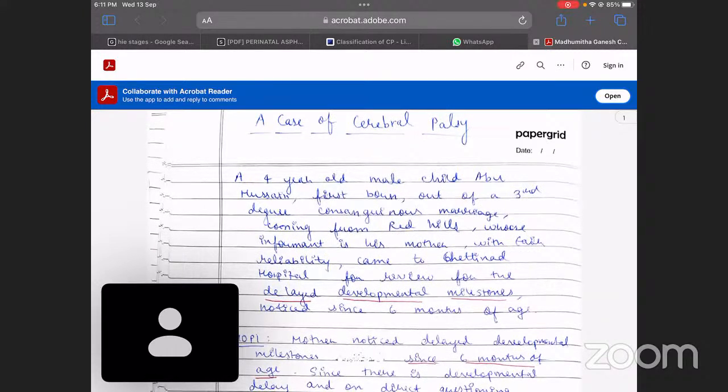Okay. Tell me, with the CP per se, the cerebral palsy, what is the gender predilection for cerebral palsy? Males are more affected than females in cerebral palsy. Very good. That's a very good answer. Yes, males are more commonly affected than females.